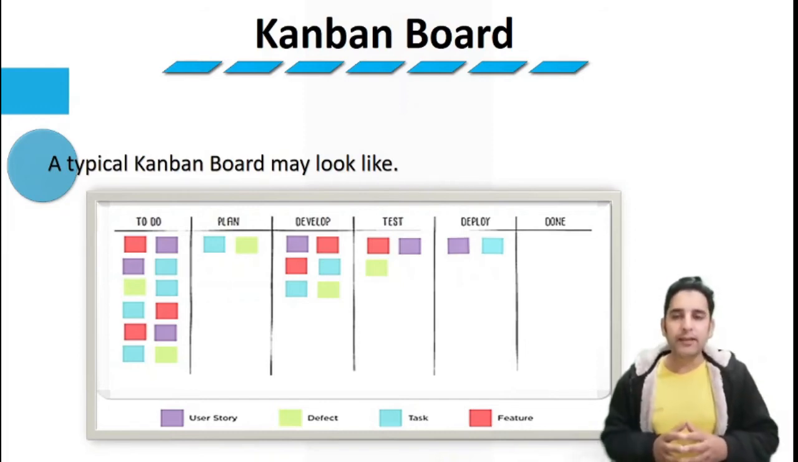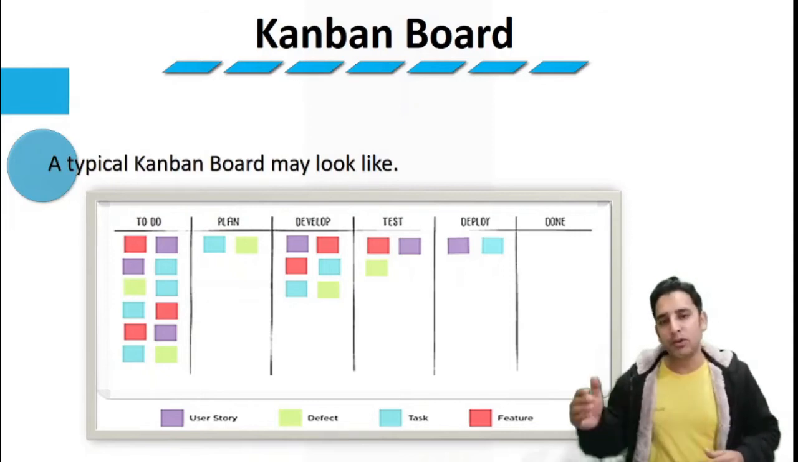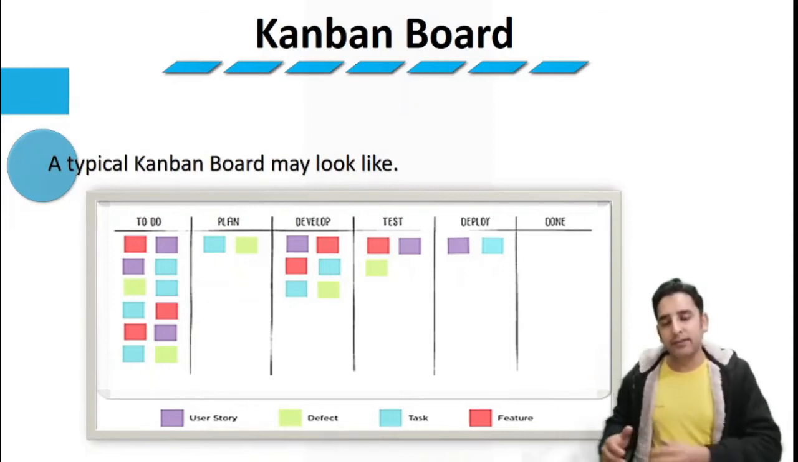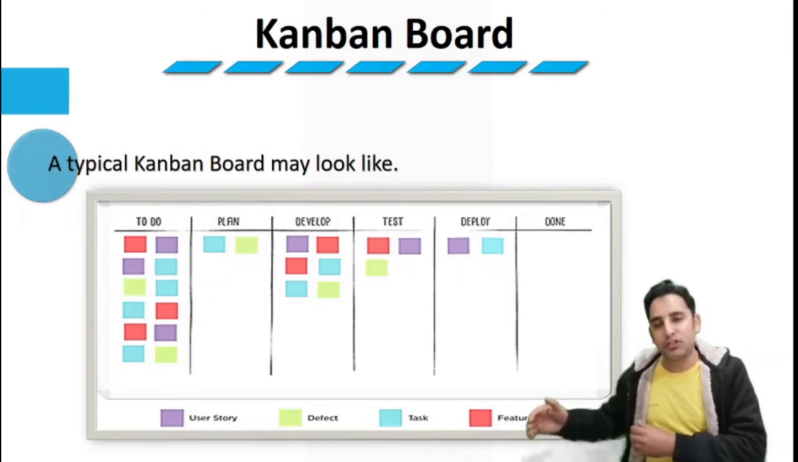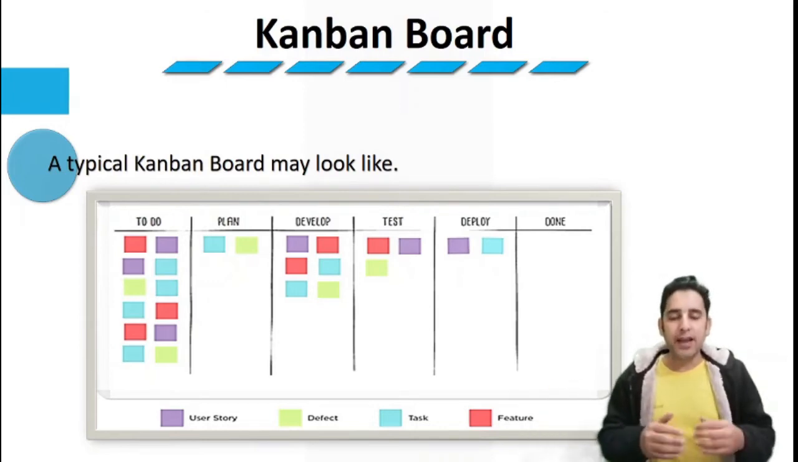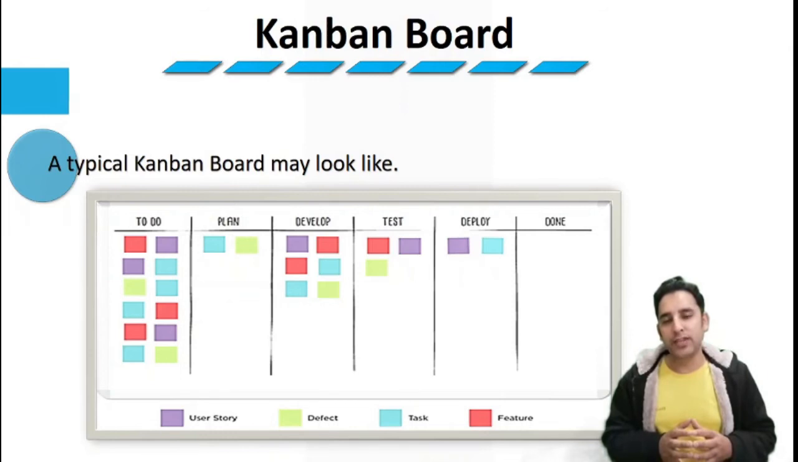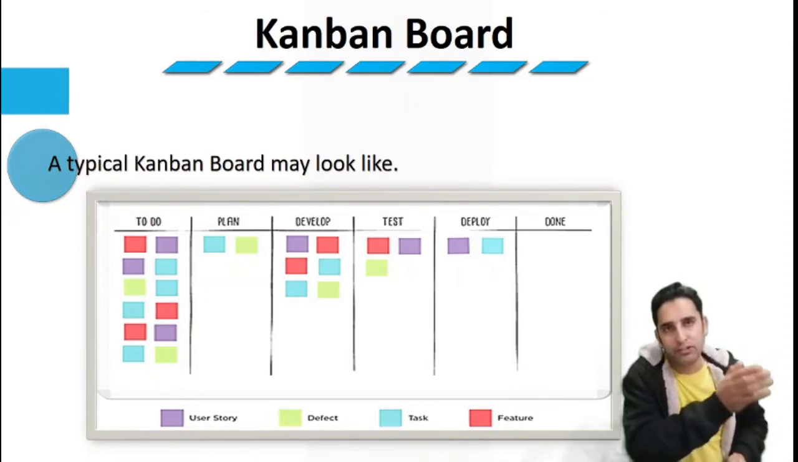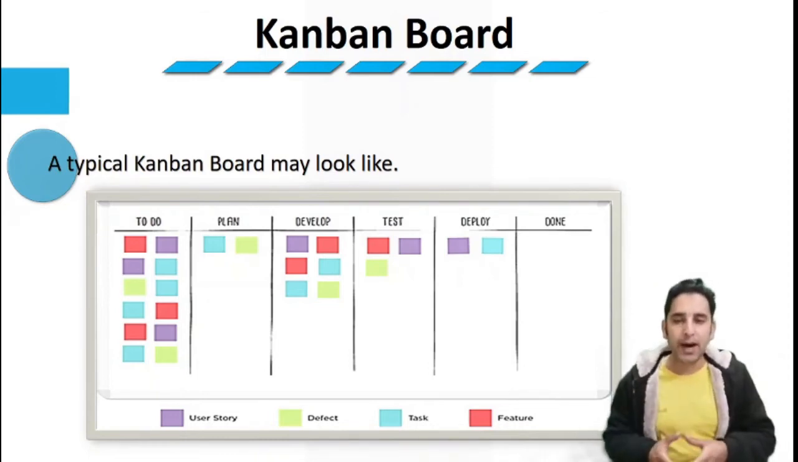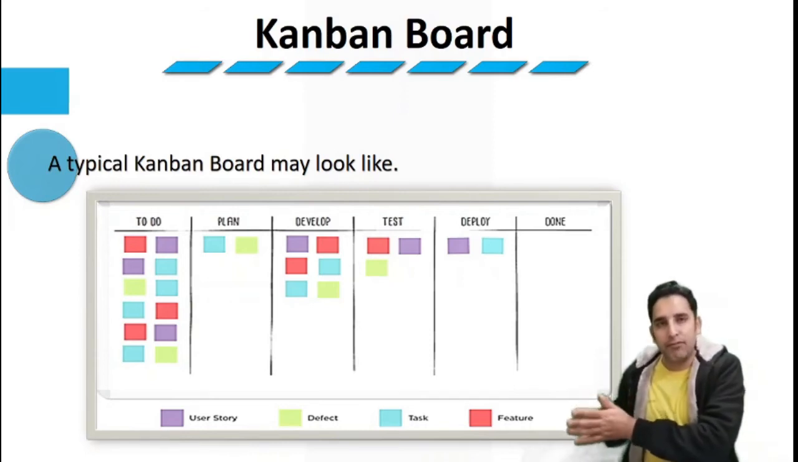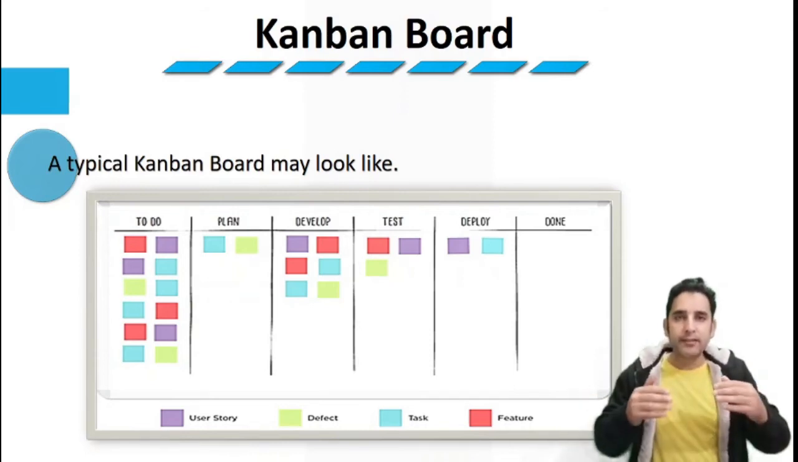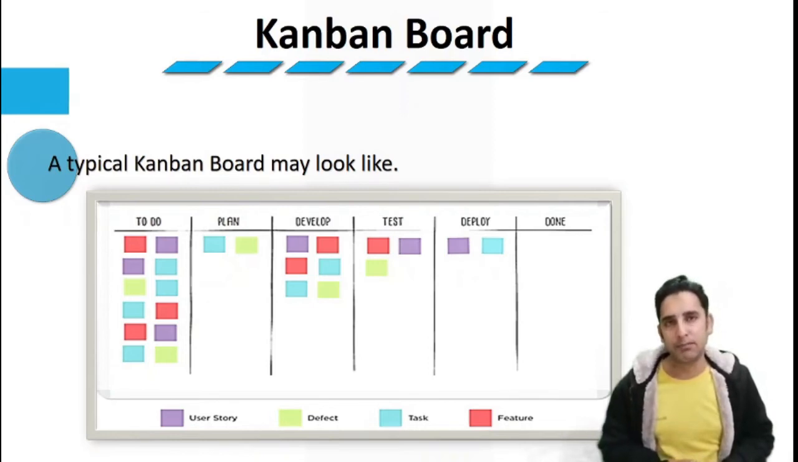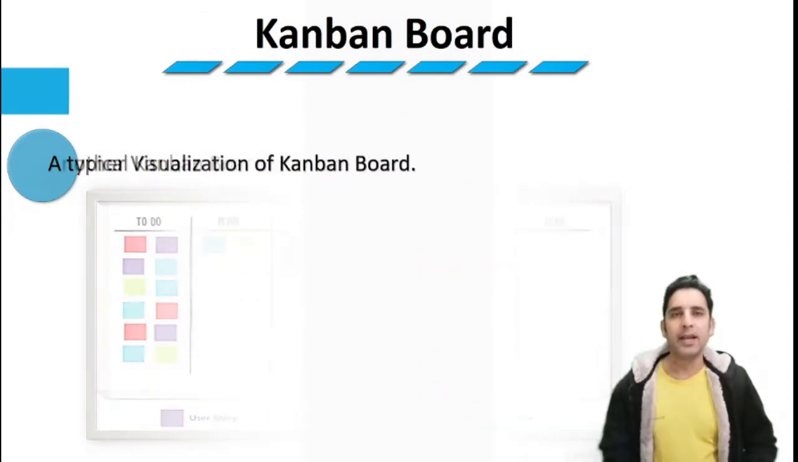So to do is all the requirements from your project. Plan is the items your development team has picked from the to-do lane. And then develop has all the items you have taken from planning to development, and similarly from development to testing, from testing to deploy, and from deploy to done. Which means in Kanban, the items are pulled from left to right, and this is the simple visualization of the Kanban board.